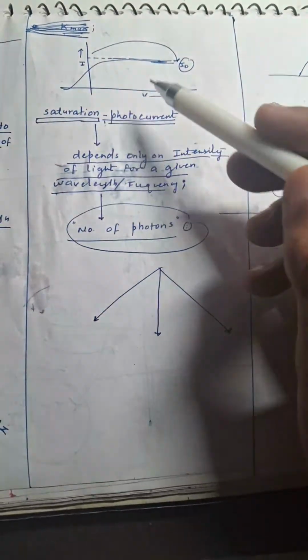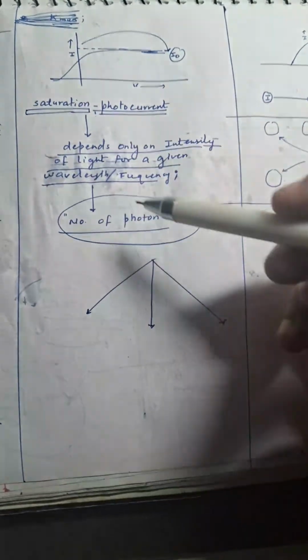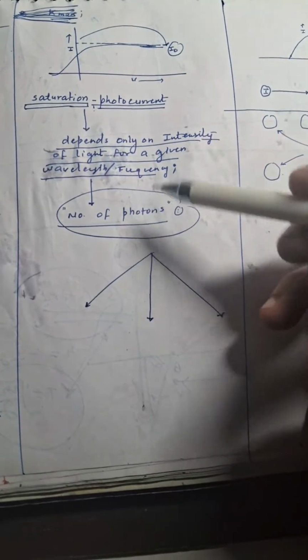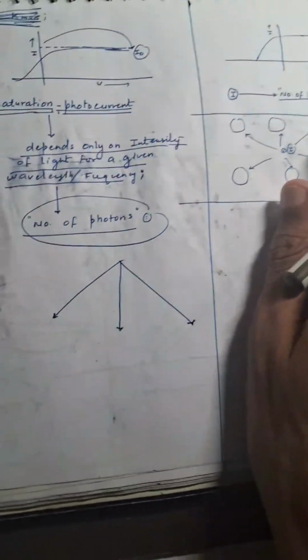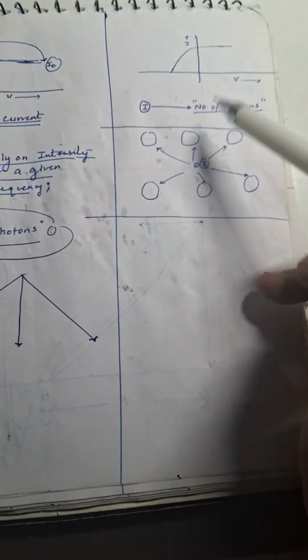Then we have the IV graph corresponding to the photoelectric effect. Then the concept of saturation photocurrent, which is number. Then we have the concept of intensity of light, which is a function of the number of photons incident by the source. Then its IV graph.